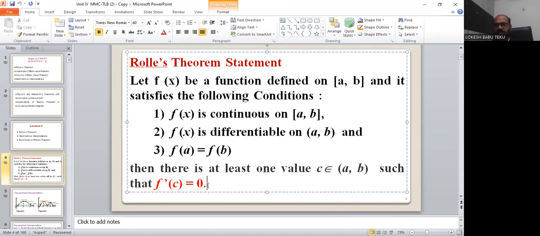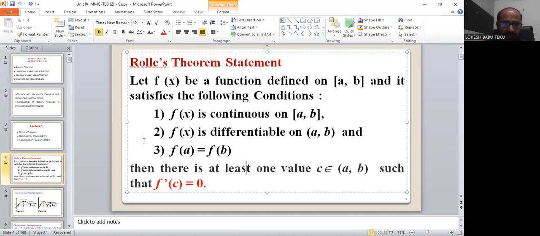See here, f of x is defined on a closed interval [a, b], and it must satisfy the 3 conditions. What is the first one? f is continuous on the closed interval [a, b], and f is differentiable on the open interval (a, b), and f of a equals f of b. Then there exists at least one c belonging to (a, b) such that f dash c equals 0. Okay.